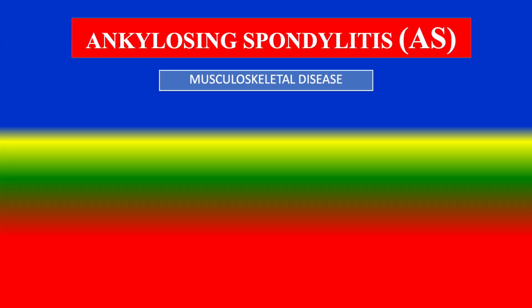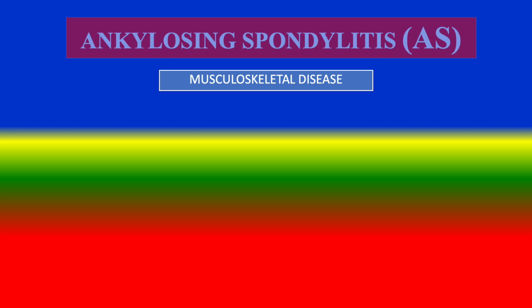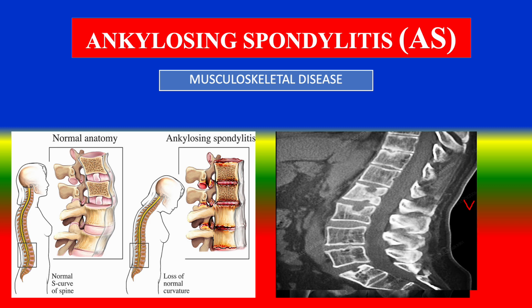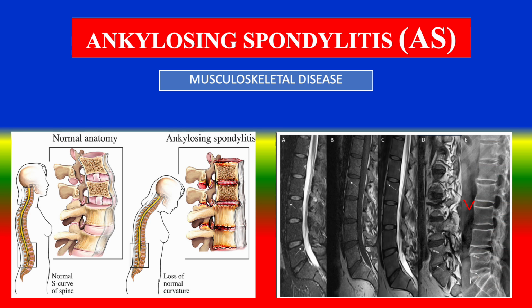Ankylosing spondylitis, AS. It's a musculoskeletal disease. Look at this picture, which shows normal anatomy and an ankylosing spondylitis spine. X-ray findings, CT, MRI findings, detail going on.